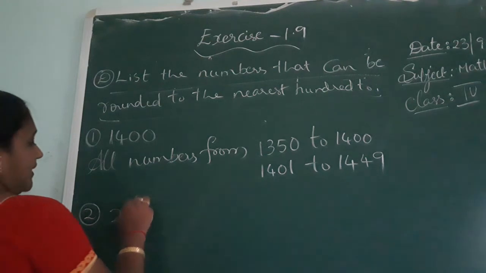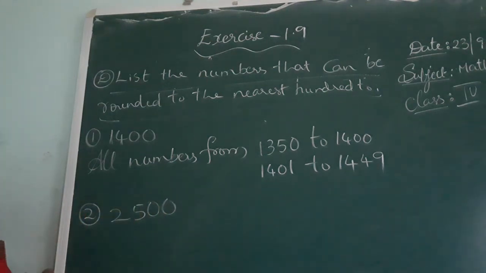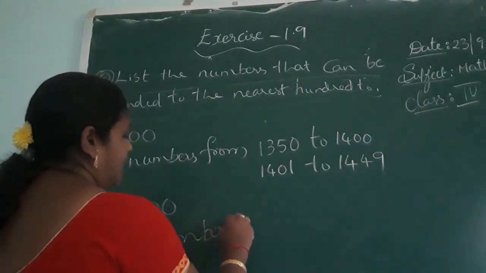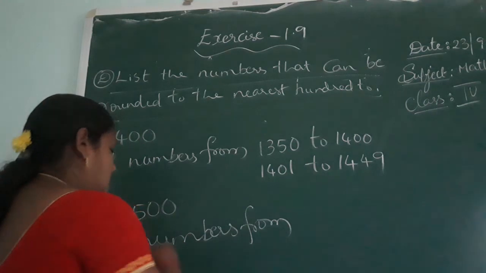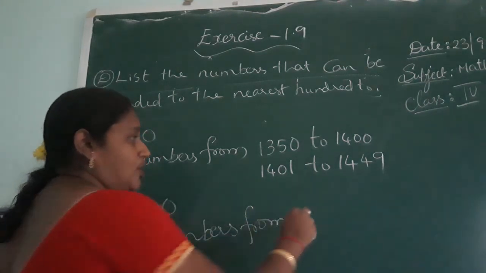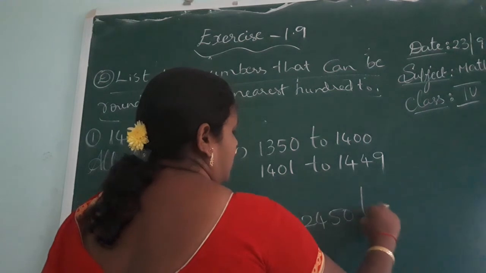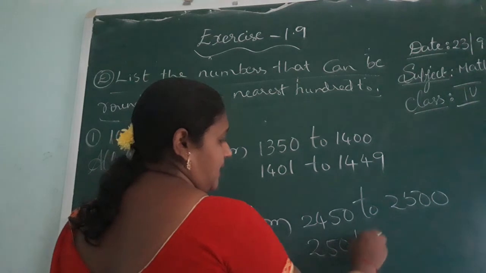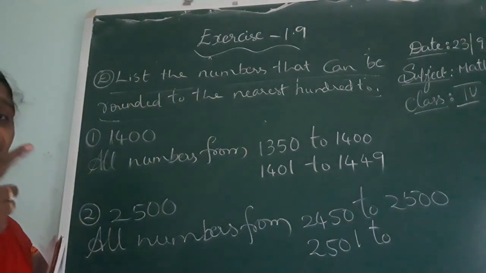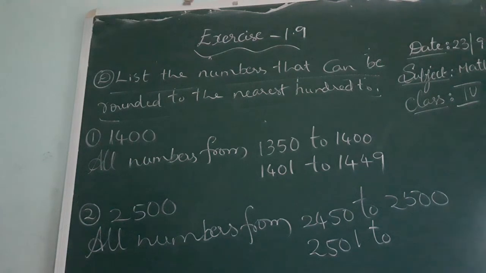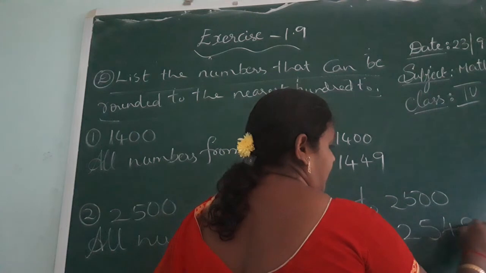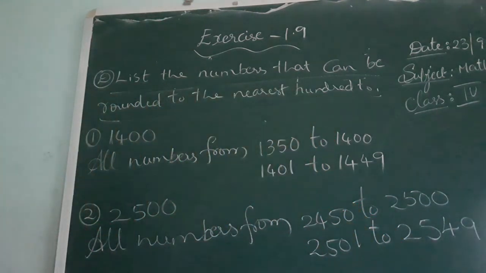Second one, 2500. So all numbers from 2450 up to 2500 and 2501 to 2549 are rounded to 2500. 2550 means it's nearer to 3000. Children, two more sums are there.